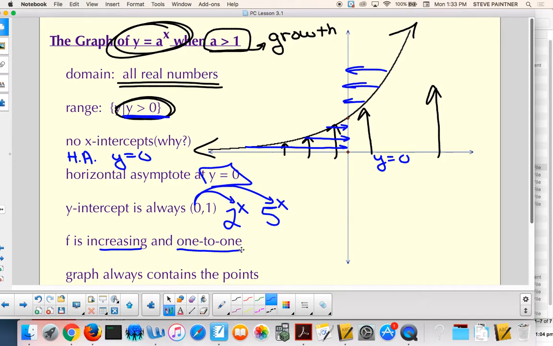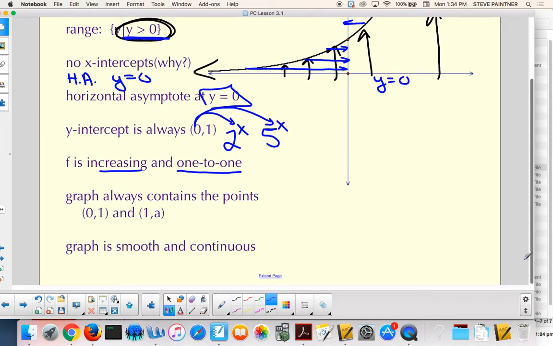1 to 1 means there's one x for every y. Here's what it means: 1 to 1 means it passes the vertical line test and it passes the horizontal line test. So if it passes both tests, it's known as 1 to 1. The graph always contains what points? (0, 1), which we just talked about, and what?